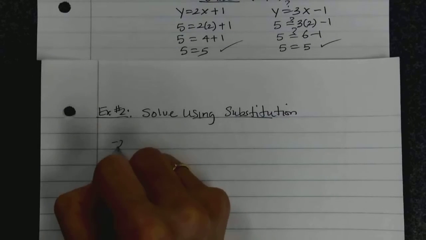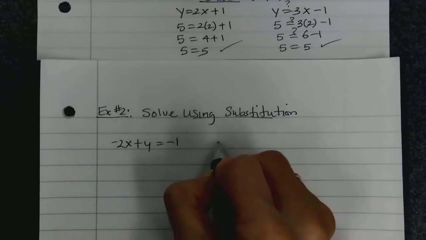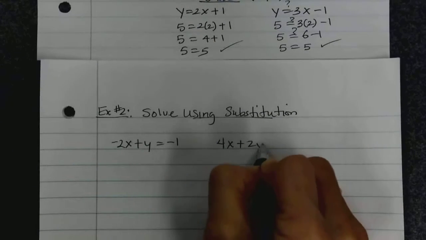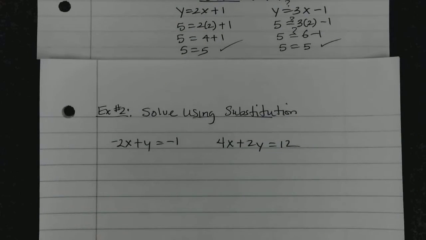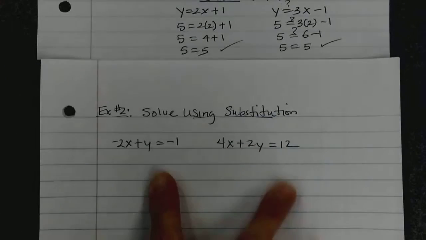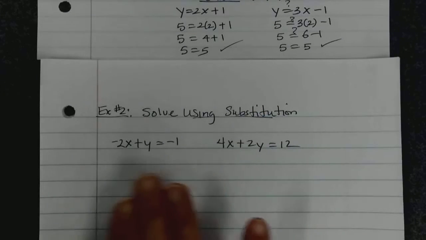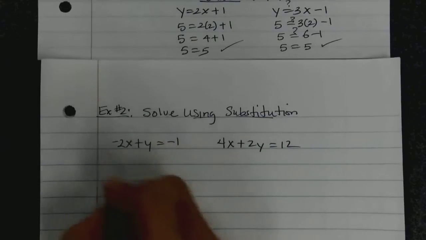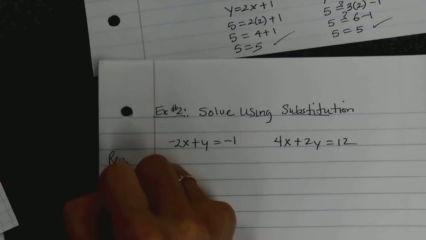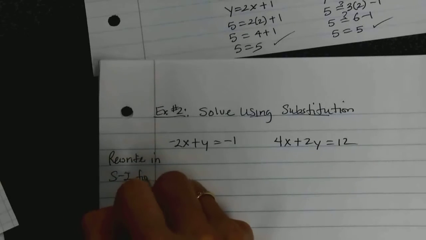My system is given by negative 2x plus y equals negative 1, and the other equation is 4x plus 2y equals 12. So there's my system. Now to use substitution, at least one equation has to be in slope-intercept form. I'm going to choose this one to rewrite in slope-intercept form.